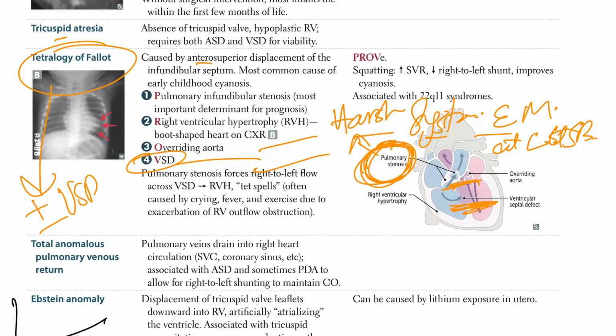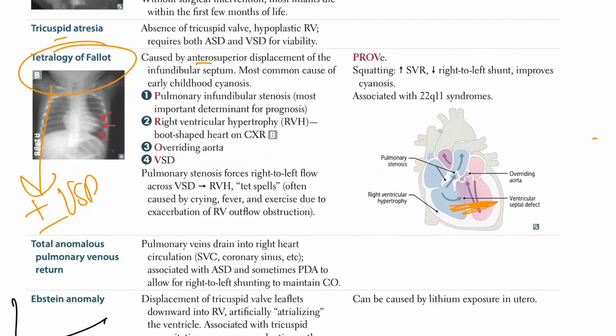On top of that, what else might you have? Very high yield is DiGeorge syndrome here. It is associated with 22q11 deletion syndrome, which is called DiGeorge syndrome. DiGeorge syndrome.